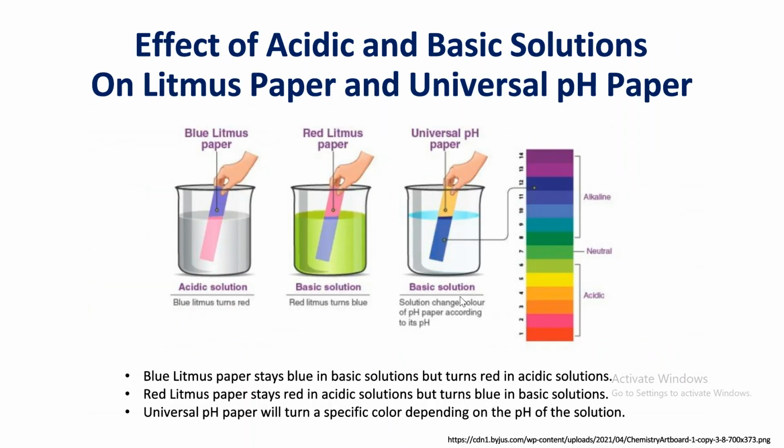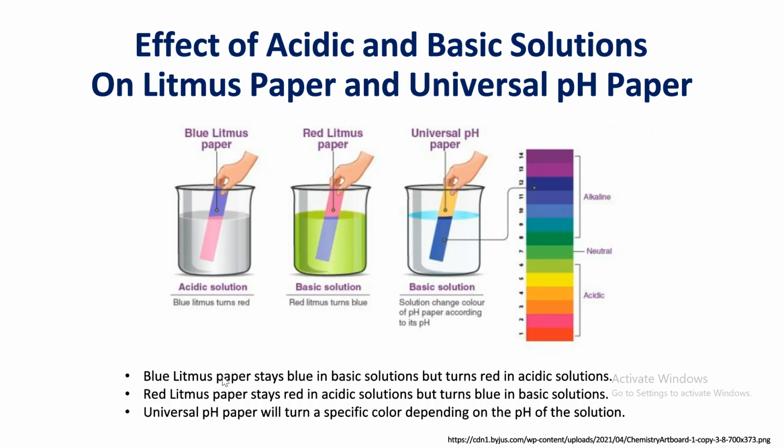Now, the effect of acidic and basic solutions on litmus paper. There are a few types of litmus paper. There is blue litmus and red litmus. Blue litmus paper changes color depending on the acidity and basicity of your solution. Red litmus does the same thing. And the universal pH paper also has its own color. This changes color according to the pH.